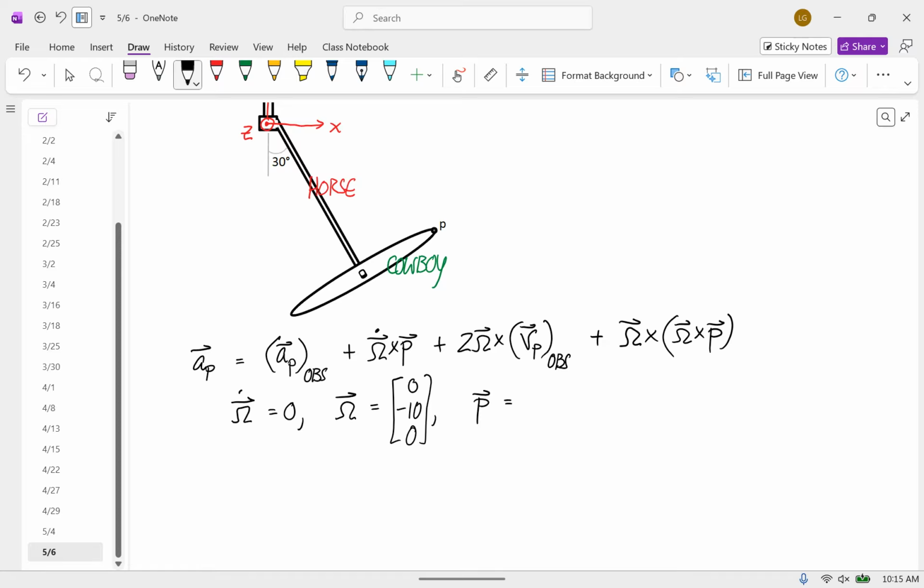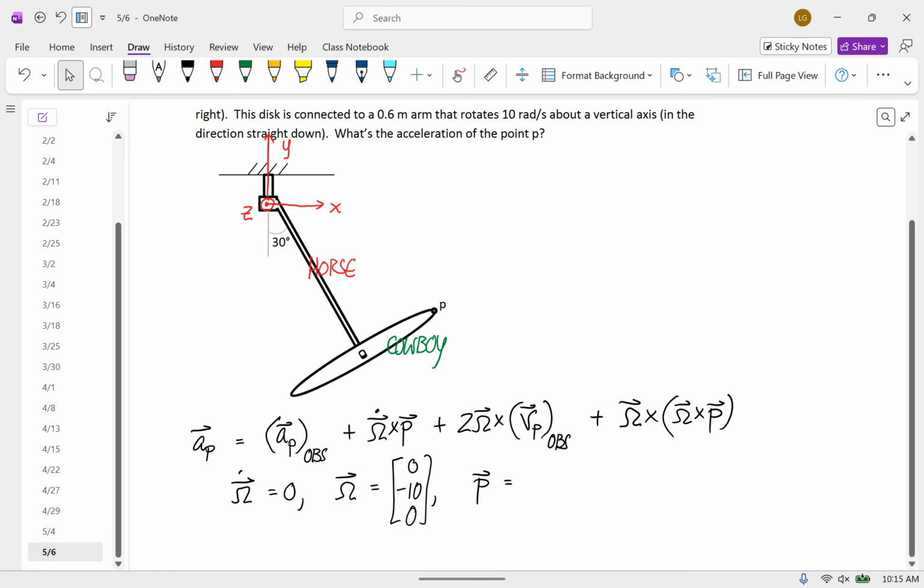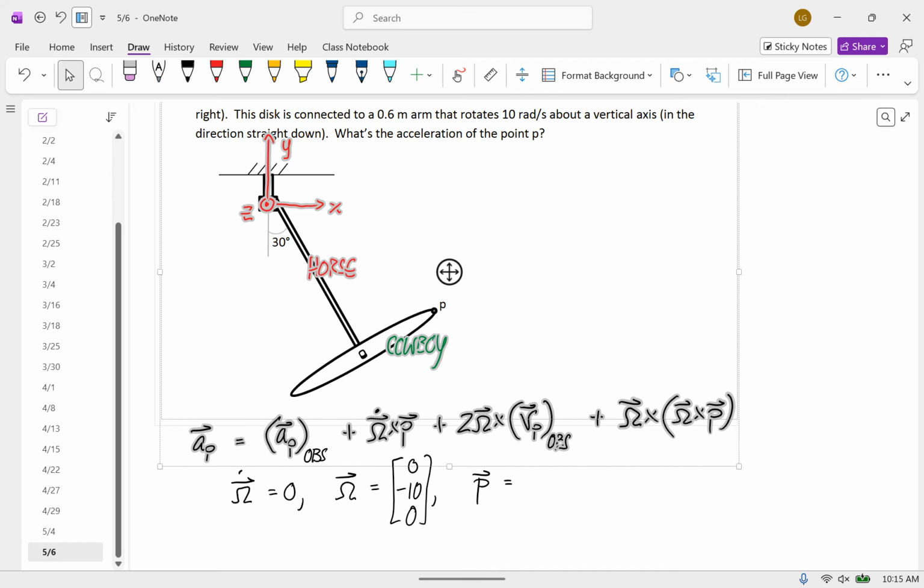Exactly. Yep. So from the origin to the point, we're going to have to do a little trigonometry here. I'm going to calculate the vector that goes from the origin to the axis of the disk, and then I'm going to add that to a vector that goes from the axis of the disk, the center of the disk, to that P.